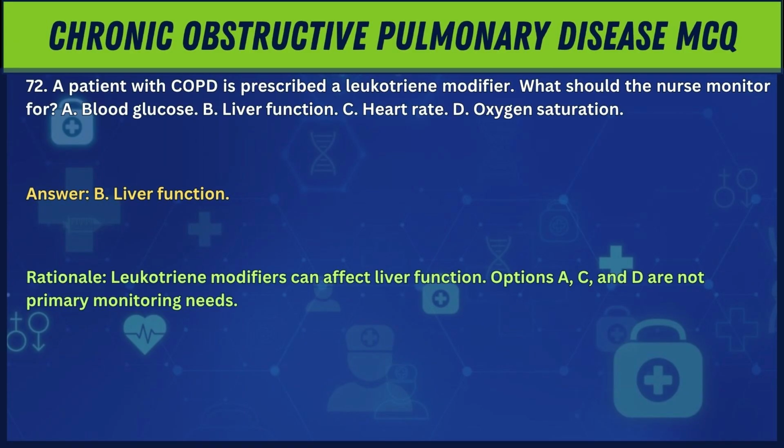72. A patient with COPD is prescribed a leukotriene modifier. What should the nurse monitor for? A. Blood glucose. B. Liver function. C. Heart rate. D. Oxygen saturation. Answer: B. Liver function. Rationale: leukotriene modifiers can affect liver function. Options A, C, and D are not primary monitoring needs.